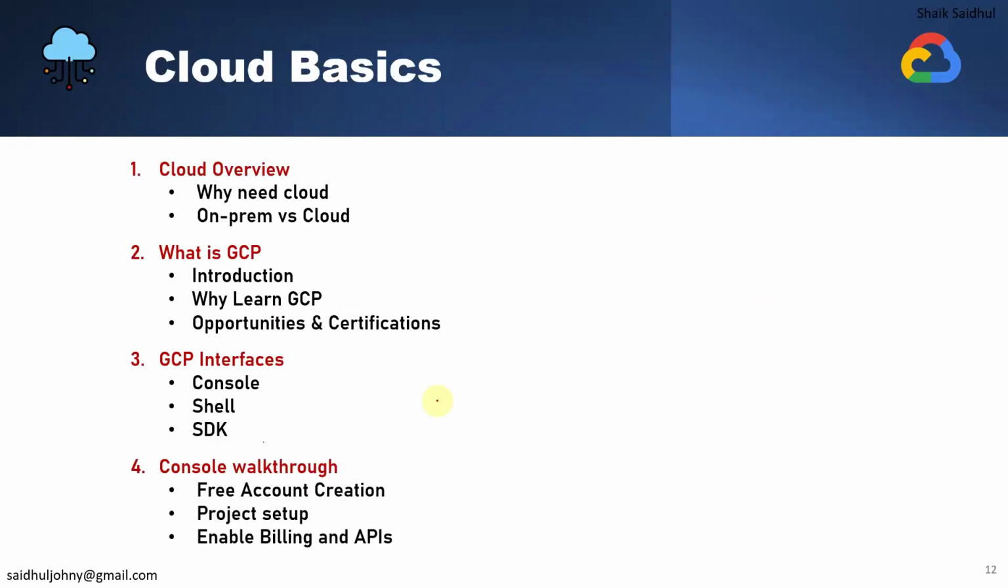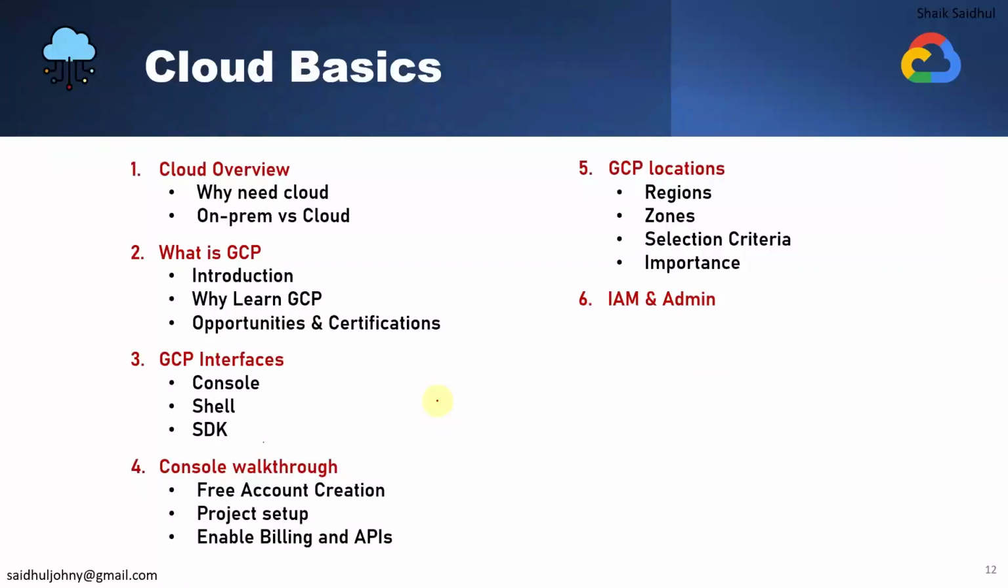Very important topic. After that, GCP locations: what is a region, what is a zone, what are the selection criteria and importance. This is the fifth module. In the sixth module, we talk about the security aspect, that is IAM and admin, where we cover identities, roles, policy, and resource hierarchy. So these are the 6 modules in the first section, Cloud Basics, that we are going to cover.